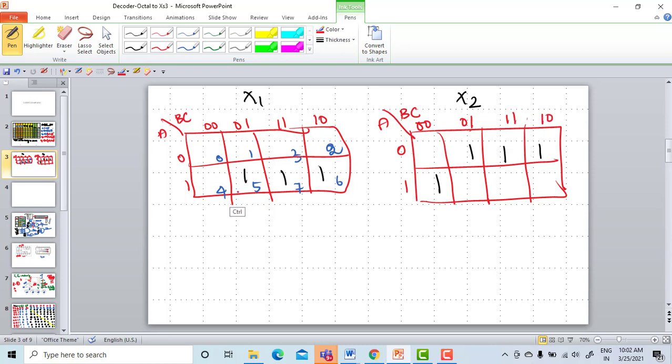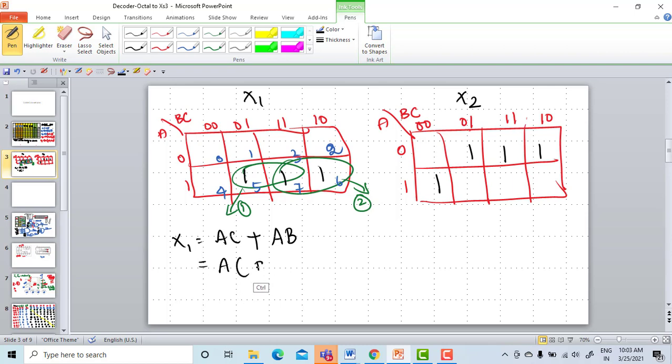Okay, so let me complete this first. How will I do this? So this is x1 and whereas this is x2. Okay, so how will you write this? The x1 is equal to A, and the common thing here is C, plus, and here again A, and the common thing here is B. Okay, so here I can write it as A into B plus C.